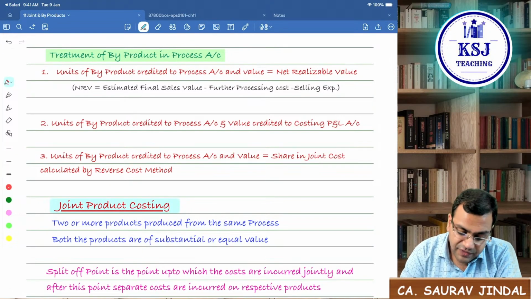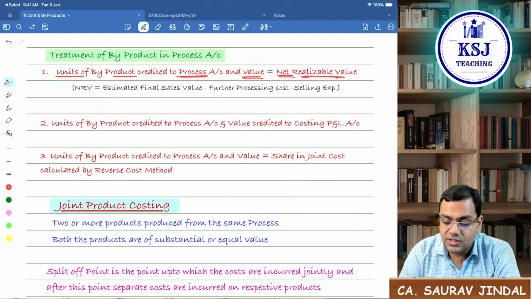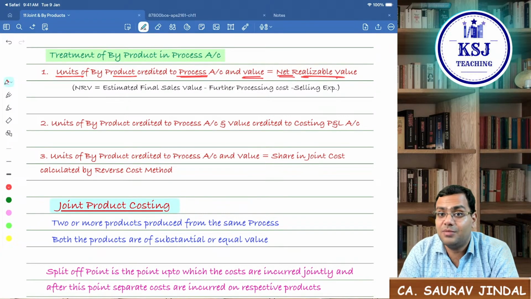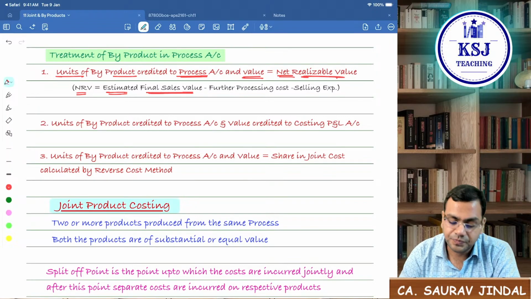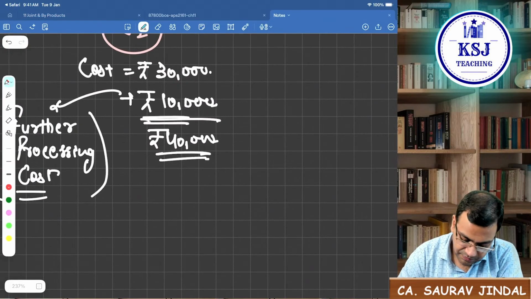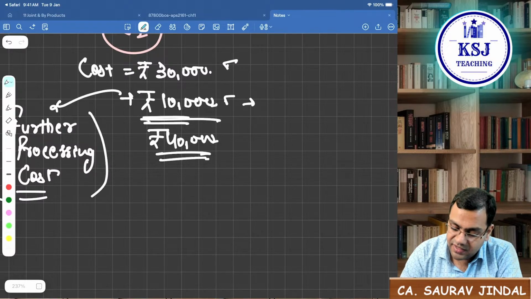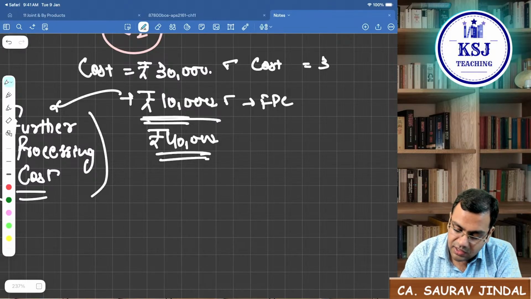Now the first is the units of byproduct credited to the process account, and value will be the net realizable value. What is net realizable value? Net realizable value means NRV. It is the estimated final sales value. Final sales value means here you have incurred 30,000 of cost, right? 10,000 of FPC. This is your share in the joint cost.